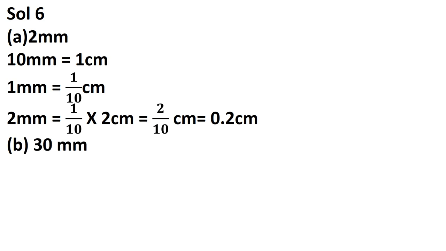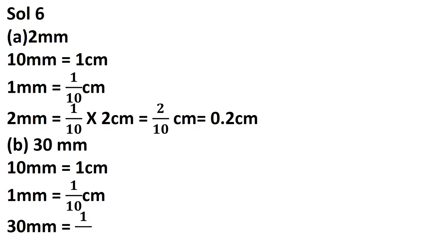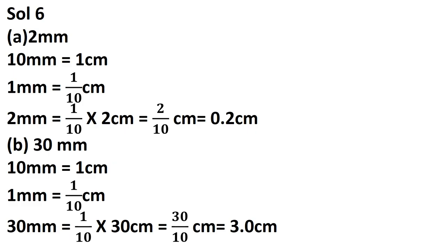Its B part, 30 millimeter. Same procedure we will follow. 10 millimeter equal to 1 centimeter. 1 millimeter equal to 1 upon 10 centimeter. And 30 millimeter equal to 1 upon 10 multiplied by 30. 3.0 centimeter.